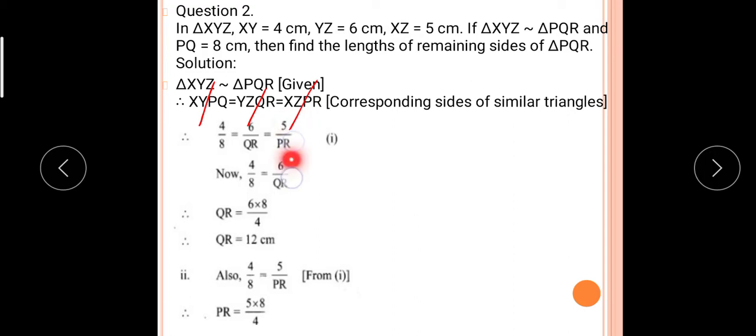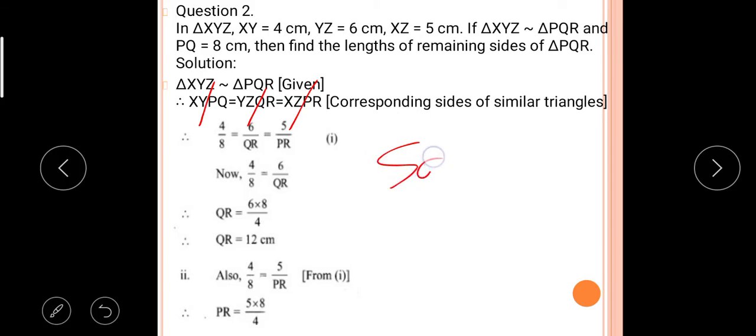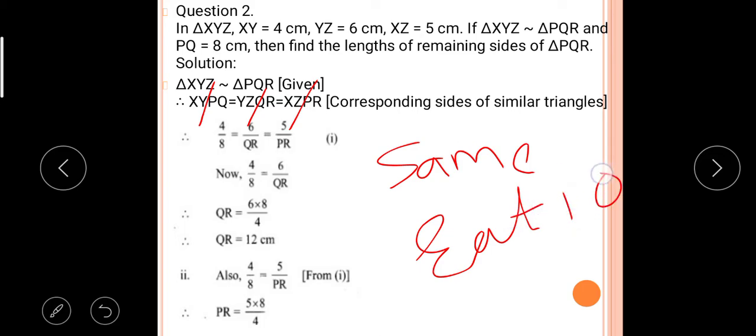Similarly 5 upon PR is equal to 4 by 8, because the corresponding sides of similar triangles are in the same ratio. Very important. Are in the same ratio, and according to that you will get the value of PR. What will you get? 5 by 4 is equal to 8 by 10, so PR is 10.